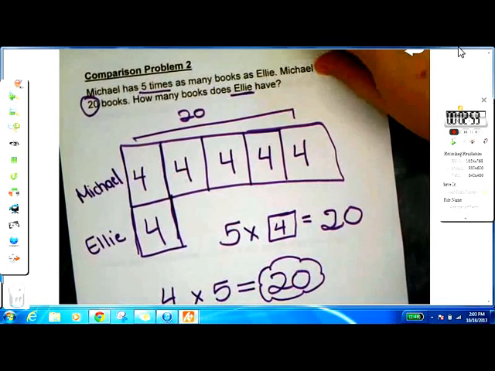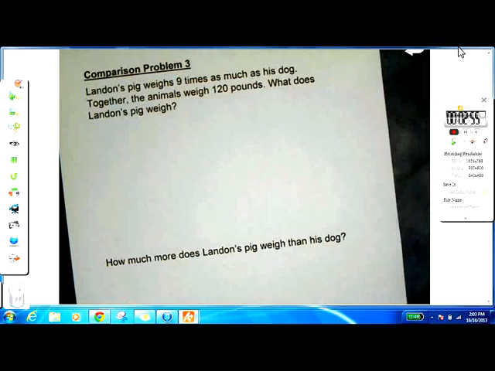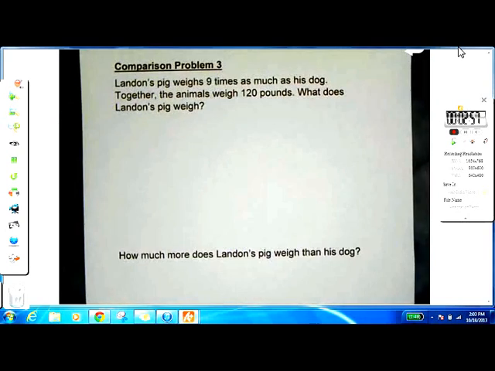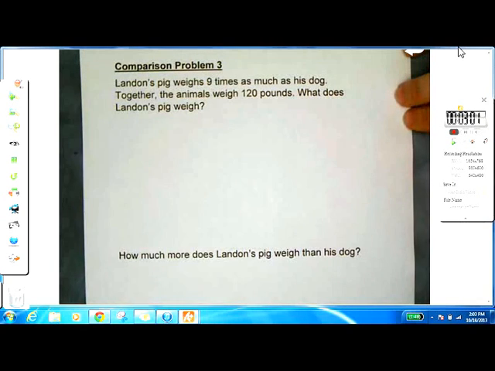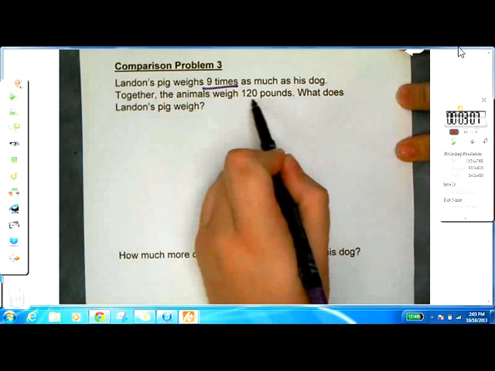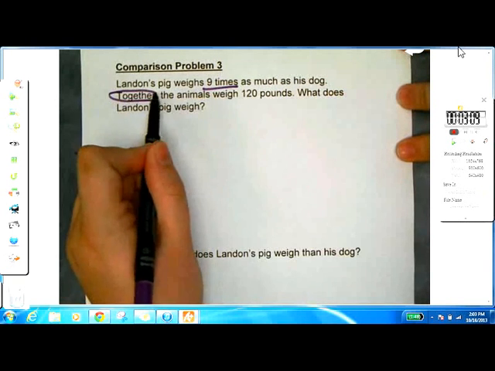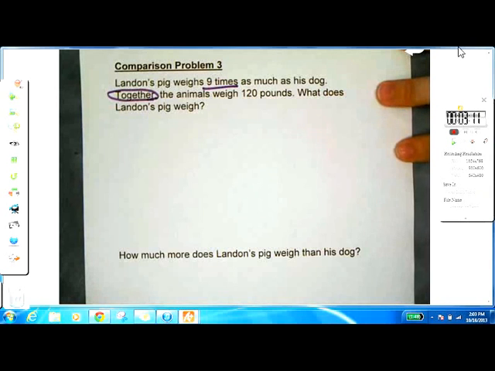We can also take a multiplication comparison problem to find a difference. This is sort of a 2-step problem. This one says Landon's pig weighs 9 times as much as his dog. Together, the animals weigh 120 pounds. This is important, together. What does Landon's pig weigh?